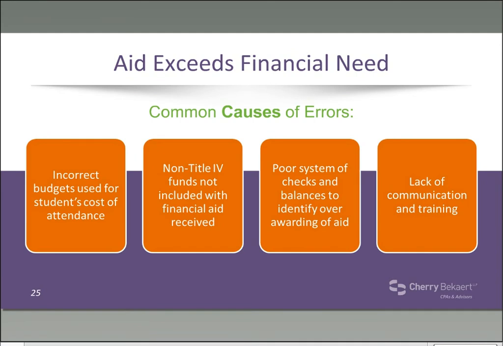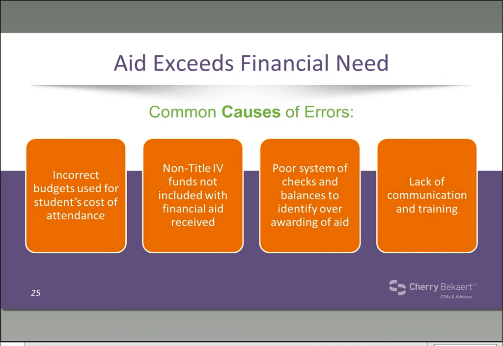All right, so what are some of the causes of giving out excess aid above someone's need? Some of the areas that I saw based on looking at our files were incorrect budgets being used for the student's total cost of attendance. The total cost of attendance is going to vary from student to student, depending on whether they're enrolled full time, on campus versus off campus, undergraduate or graduate, and what programs they're in. All of that drives their cost of attendance.